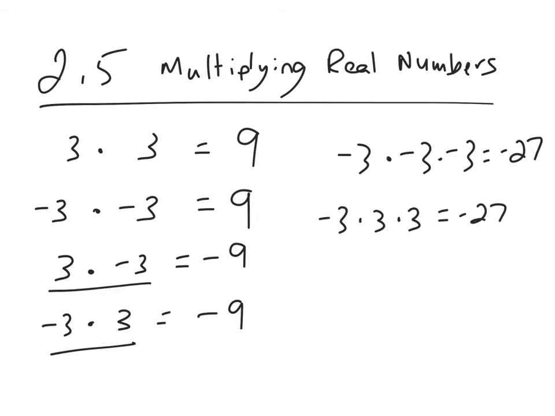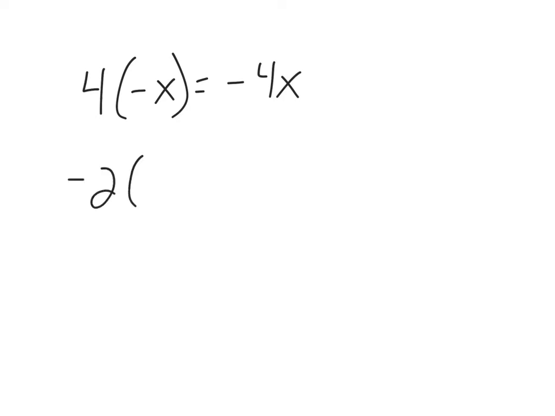All right, the same applies when we put variables in there, okay? We still have to count our number of negatives. So if you have, for instance, let's say you got 4 times a negative x. There's one negative, so my answer is negative 4x, okay? If I have both negative, let's say I had negative 2 times negative y, that's going to end up being a positive 2y because we have two negatives, okay? An even number of negatives makes it positive, okay?